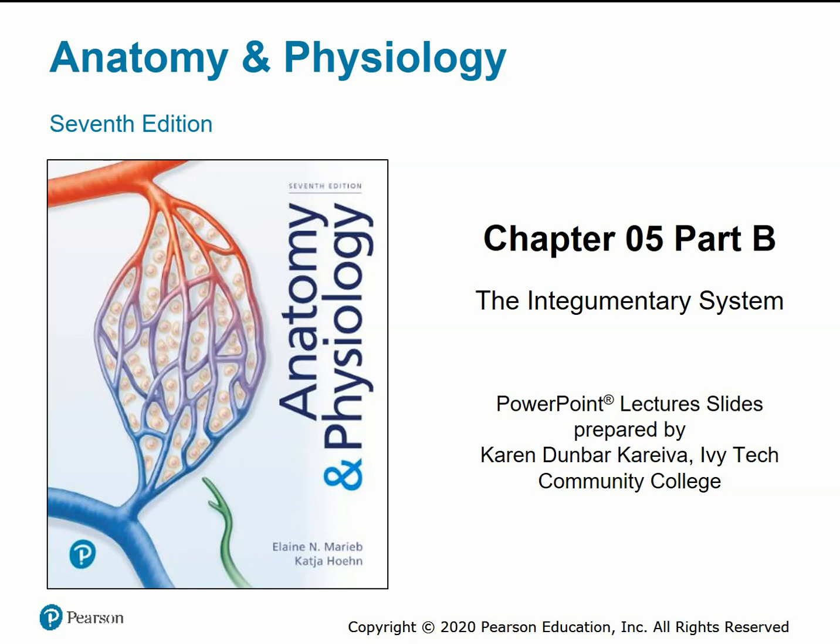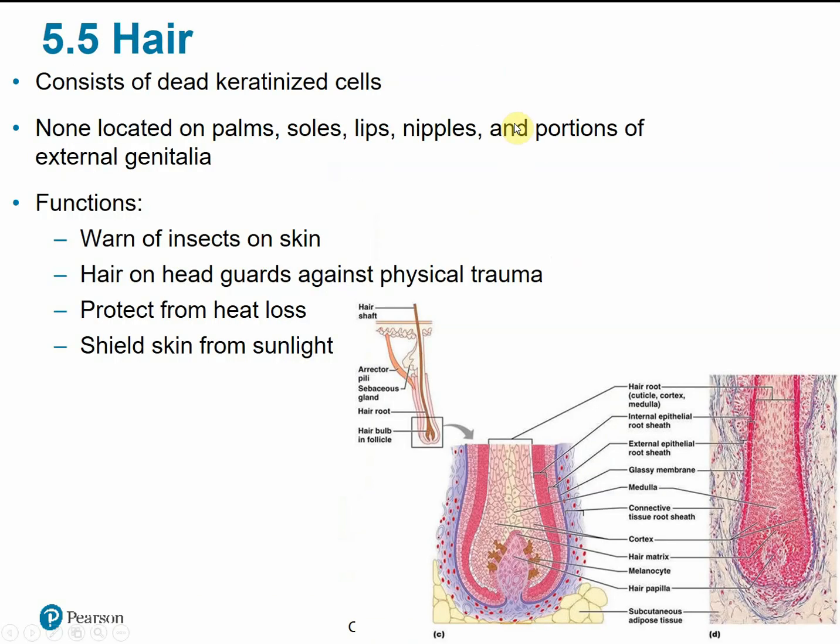This is Chapter 5, Part B, on the integumentary system. So in the last section, we focused on the skin. This section will look at the remaining structures of the integumentary system, including the hair and the nails and the glands. So hair, just like the skin, is composed of these dead keratinized cells.